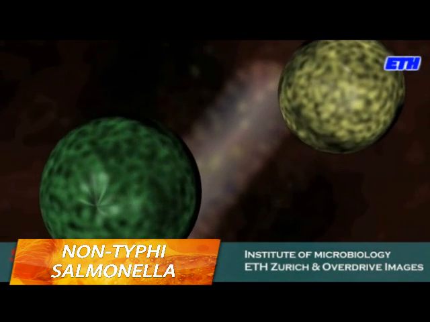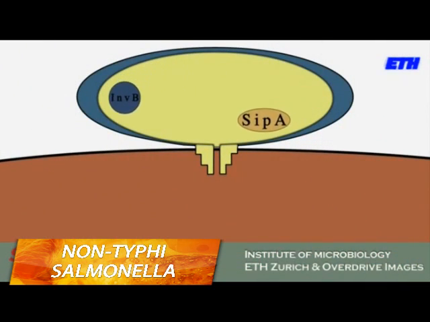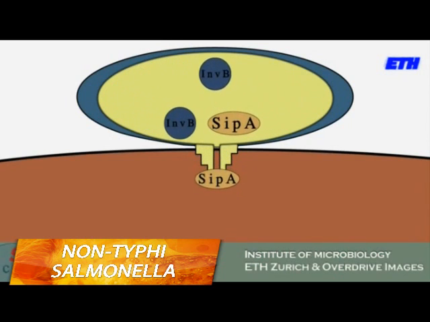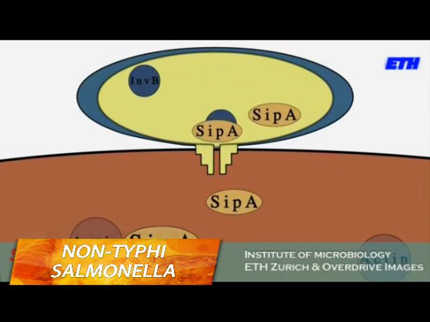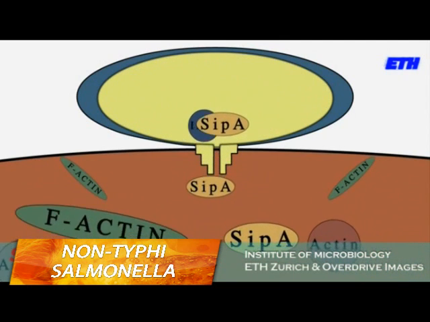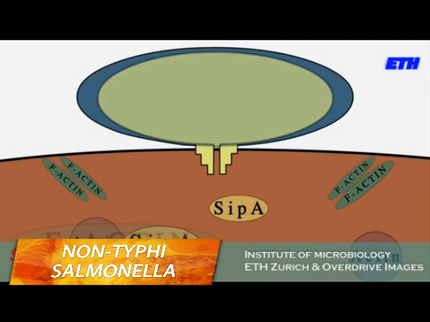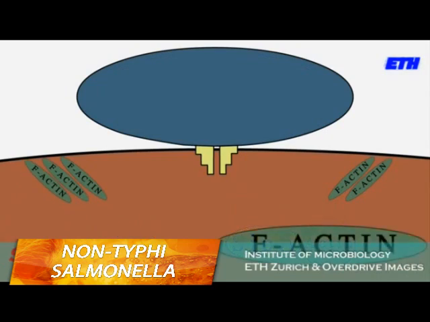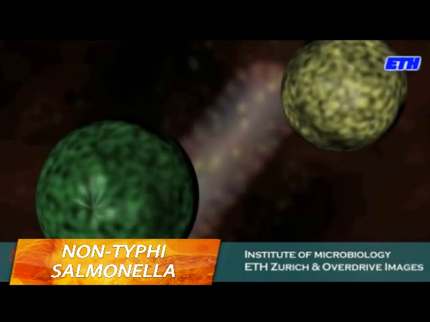Via this type 3 secretion system, Salmonella typhimurium injects a whole cocktail of toxins, the effector proteins, SipA, SopE and SopE2, into the intestinal cell. Inside the host cell, the effectors interact with cellular proteins and lipids and manipulate their function.